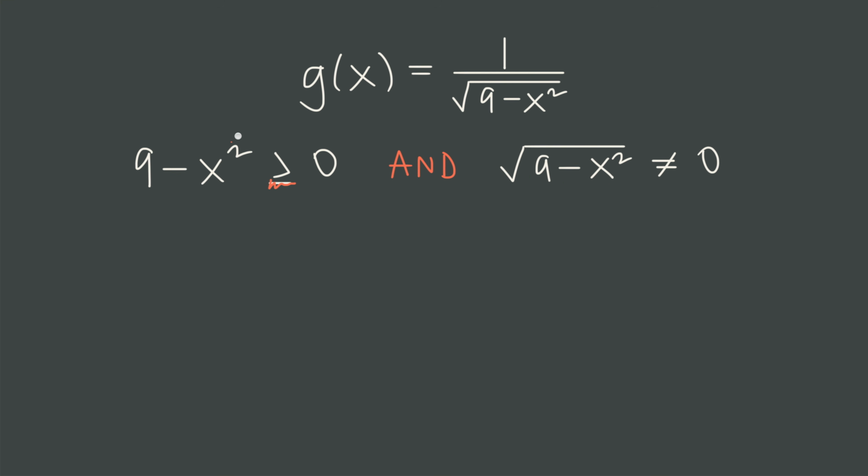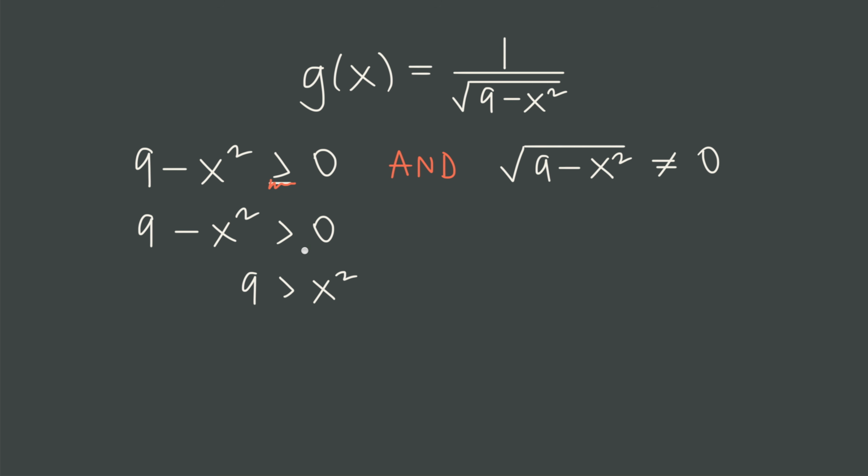And if 9 minus x squared is greater than 0, that's going to guarantee that the square root of 9 minus x squared is not 0, because we're going to have a positive value under the root. And when we take the square root of a positive value, we're going to get a positive value, which of course will not be equal to 0. So the only rule we really care about is 9 minus x squared greater than 0. That's the singular rule that's going to define the domain of G. So that's all we need to worry about.